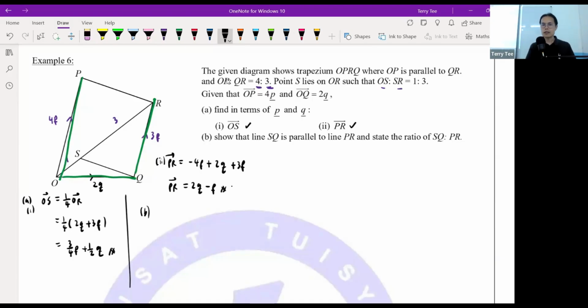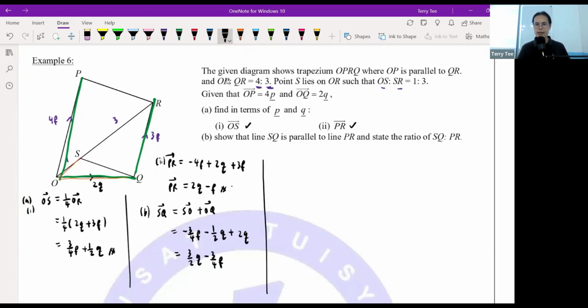Next we need to show that SQ is parallel to PR. I know SQ, we can go S to O, O to Q. We know OS already, right? SO is just the negative of OS. Just put a negative in front. And OQ, we know is 2Q. Let me highlight for you. S to O, O to Q this way. Now, let's simplify this. This will be 2 minus half is 3 over 2Q minus 3 over 4P.